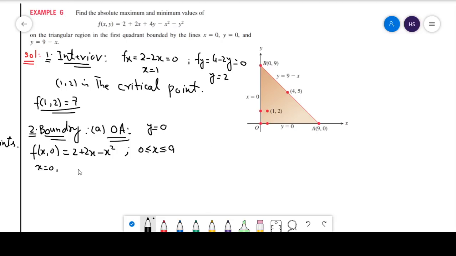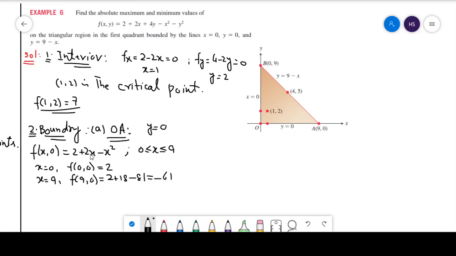So x equal to 0. That means f of x is 0, y is of course 0 because we are in this case. So this is equal to 2. Then we check the other boundary point, which is equal to 9. So x is 9, y is 0. So this equals 2 plus 18 minus 81, equals minus 61, right? So we have investigated the boundary points.